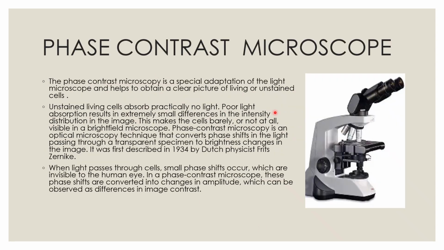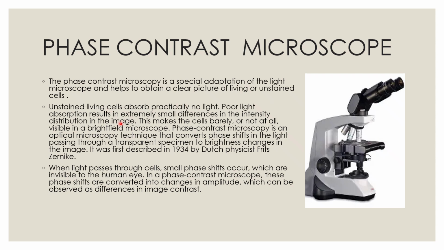Okay, so the next type of microscope is the phase contrast microscope. Yes, this is another type of advanced microscope, which helps you to obtain a very clear picture of living or unstained cells. When you use a bright field microscope, you need to stain the specimen and then visualize it under the microscope.